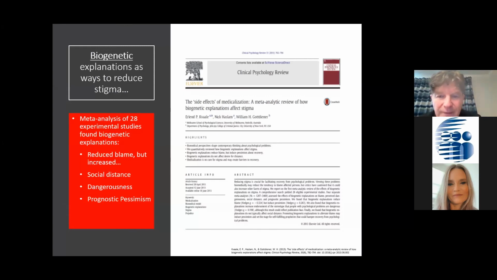Well, let's look first at the mental health field, where this has been studied much more in a similar way to addiction. This is a meta-analysis looking at 28 studies that emphasized the biomedical nature of mental illness and looked to see its effect on different dimensions of stigma. Interestingly, when they emphasized the biogenetic aspects of mental illness, they did see an impact on blame. So blame actually went down. But here's the interesting part. Other aspects of stigma, social distance, dangerousness, and prognostic pessimism, the belief that somebody cannot get well from a genetically influenced disorder, went up. So the opposite effect of what we might want or anticipate, but it did have an effect on blame. So it reduced one aspect of stigma, but increased others.